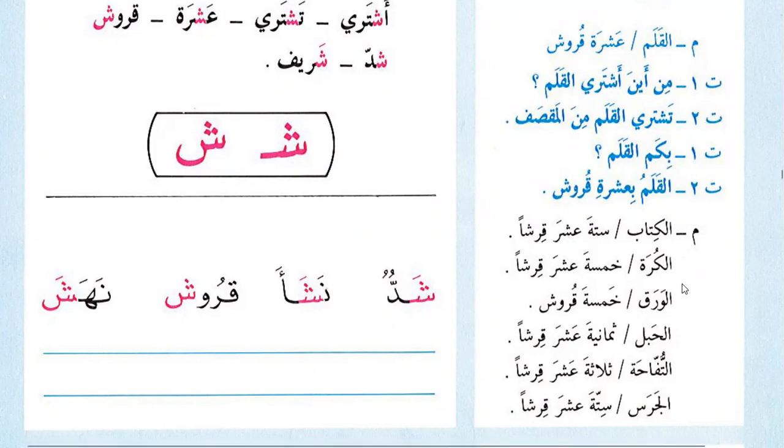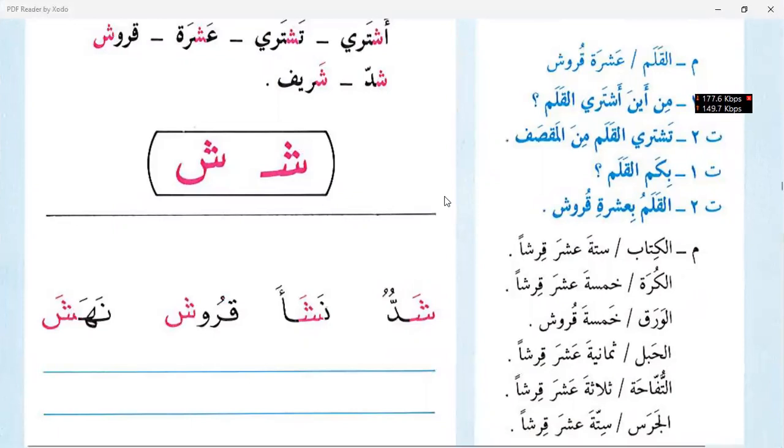Min aina ashtari al-waraka? From where can I buy the paper? Tashtari al-waraka min al-maqsaf. You can buy the paper from the canteen. Bikam al-waraka? How much is the paper? Al-waraka bi khamsati kurush. The paper is 5 kurush.